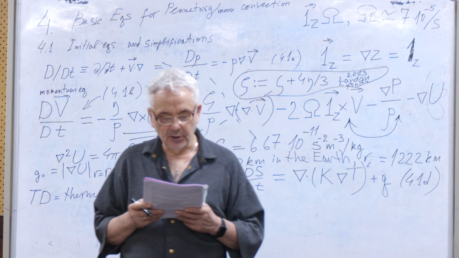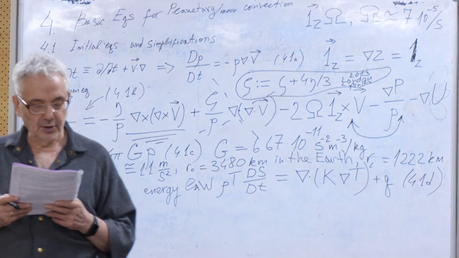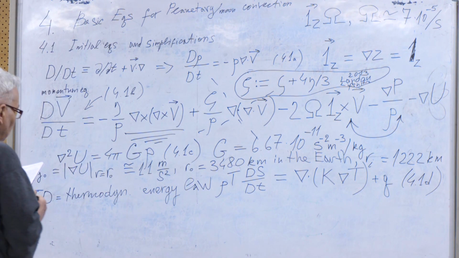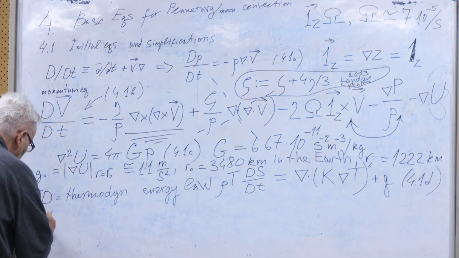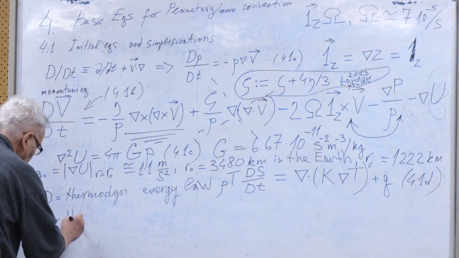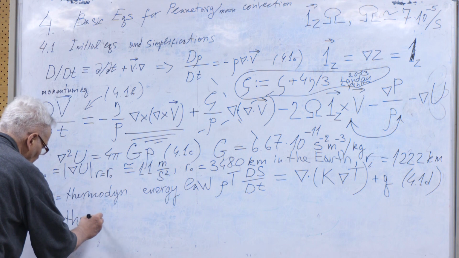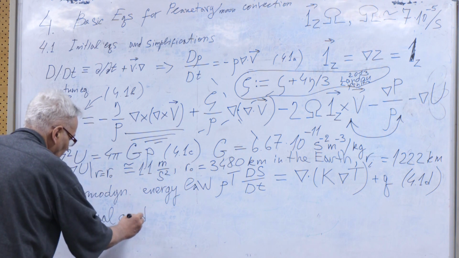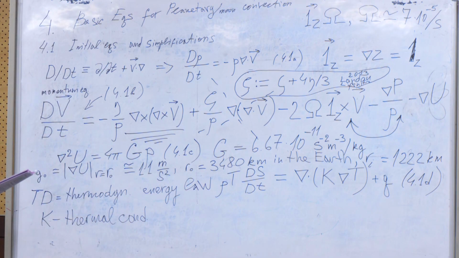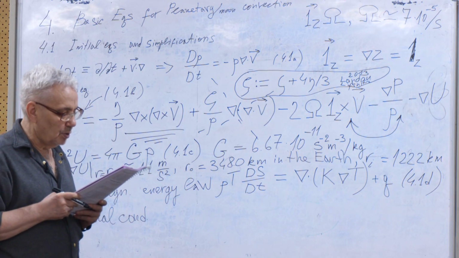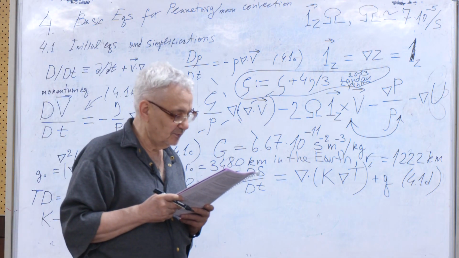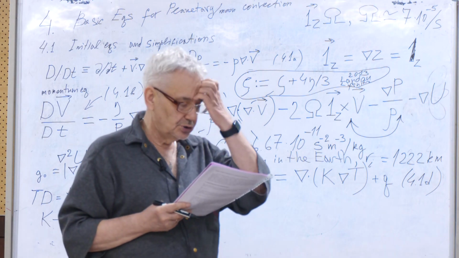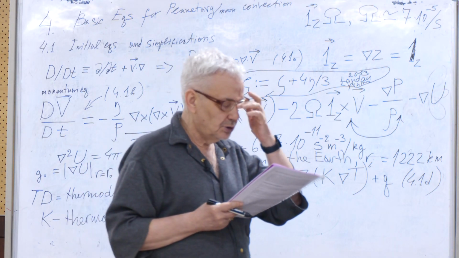Here K is the thermal conductivity. You can write it down. K is the thermal conductivity. And Q is the power of radioactive, dissipative, etc. local heat sources. So it includes everything that we can imagine.